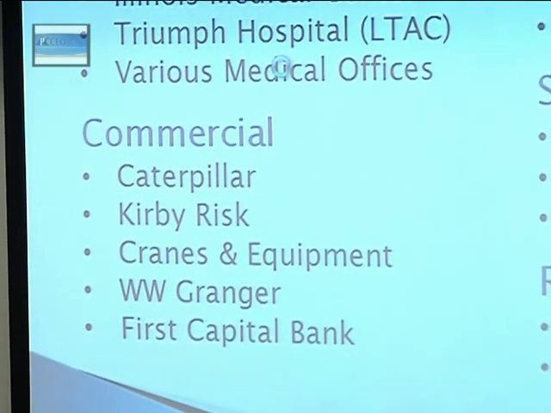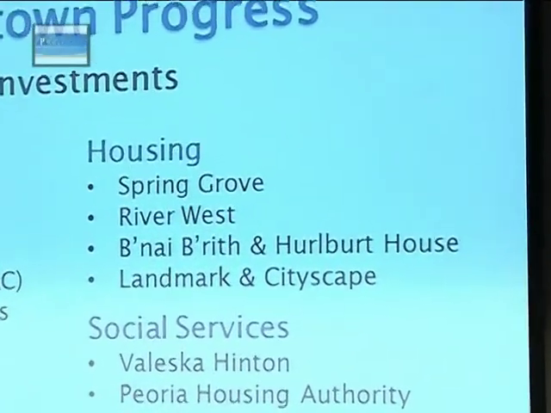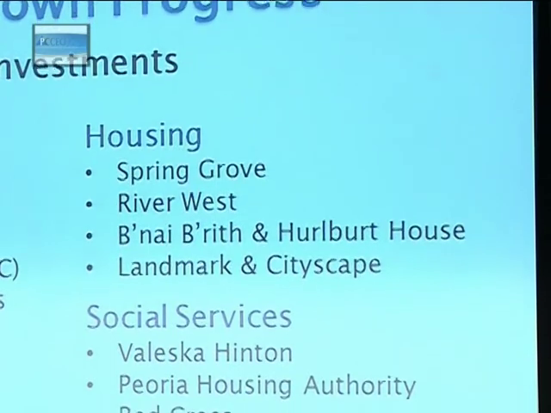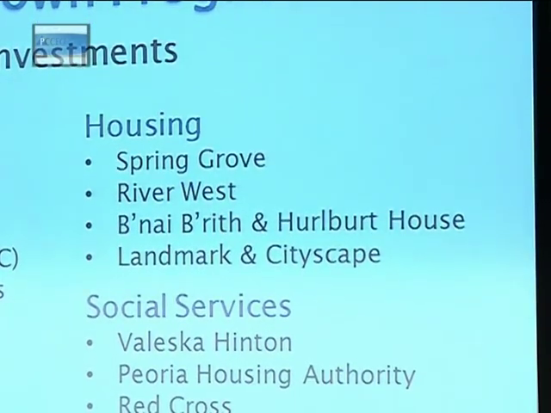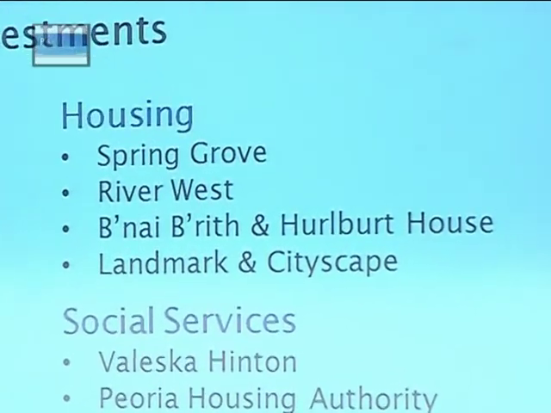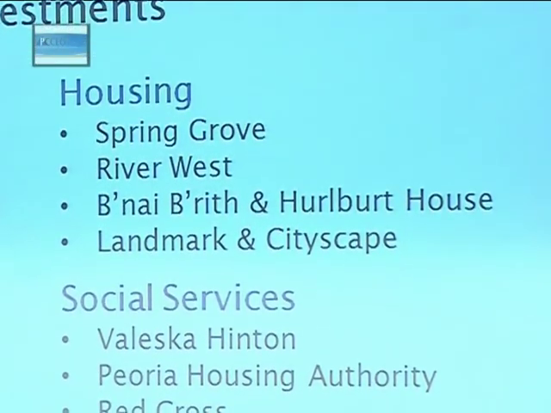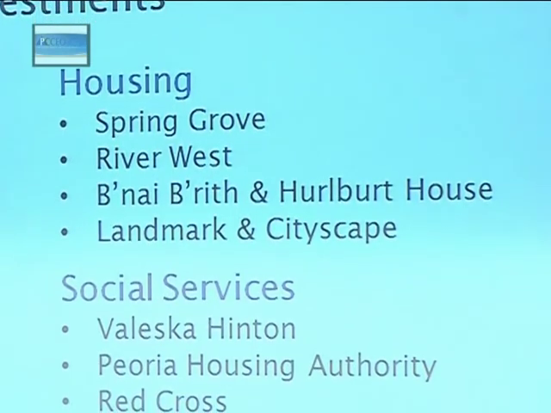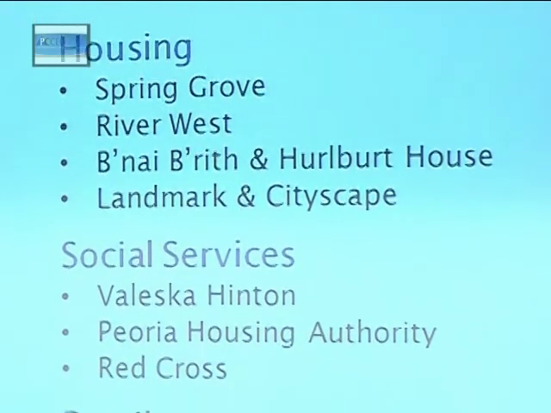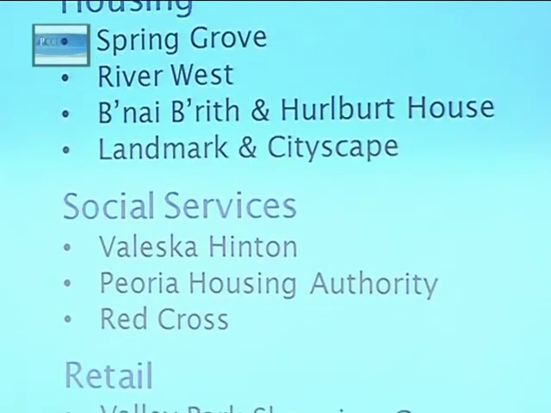We've had housing projects. So many of you are here from Spring Grove, also River West, which we're standing in right now. Actually, $3 million of TIF funds went into the development of River West. Benai Brith and Hurlbut House, a couple of those bigger apartment complexes on the north side of the TIF. We've seen social services and educational services. Valeska Hinton was built with many of the TIF funds.